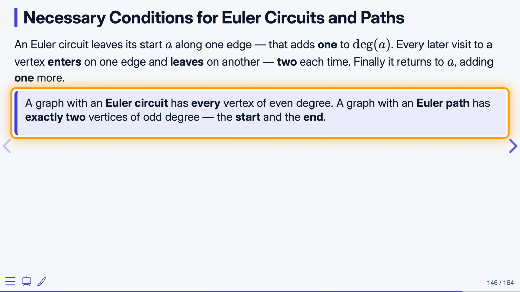So A got one at the start and one at the end, which is 2. Every vertex ends up even. For an Euler path, the start and the end are different vertices, so each of those gets an odd count, and all the others stay even.